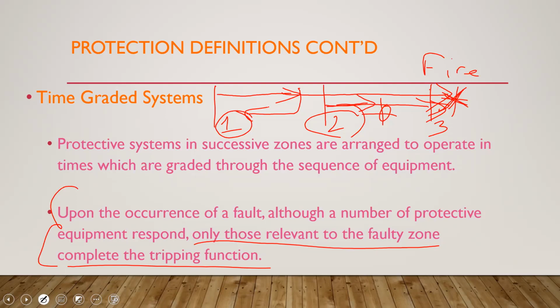With me, Mr. Operator? Yes, sir. That's much clearer. So they are all operating, but the one that has primary responsibility would operate fastest. But if for whatever reason it does not complete the operation, those who would have also started the journey would continue the journey until they clear the fault.